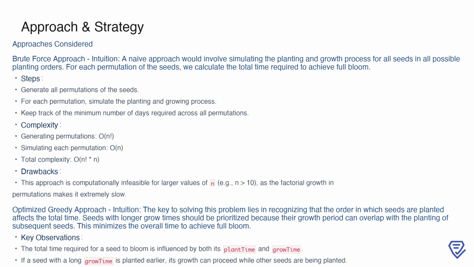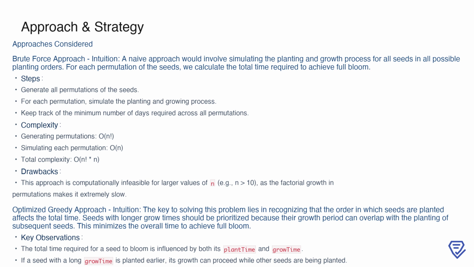To tackle the problem of finding the earliest possible day of full bloom, we first consider a brute force approach. The intuition here is to explore all possible planting sequences for the seeds and simulate the growth process for each sequence. Specifically, this would involve generating every permutation of the seeds, simulating planting and growing them in that order, and then calculating how many total days are required for all seeds to bloom.